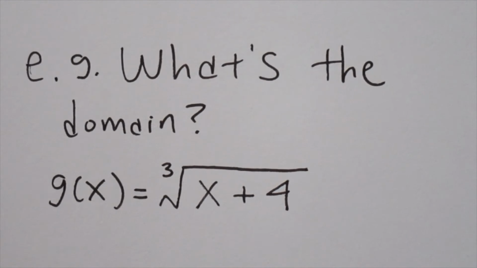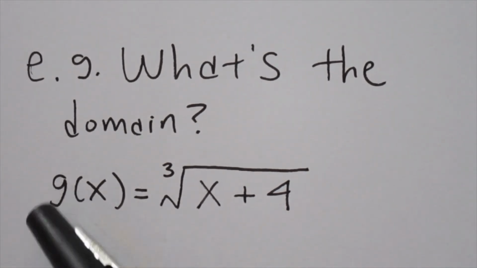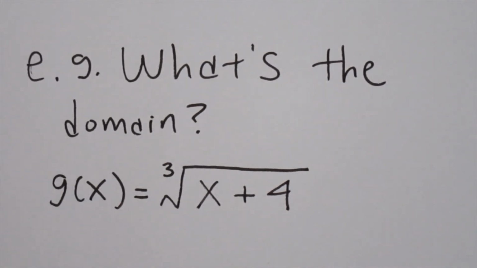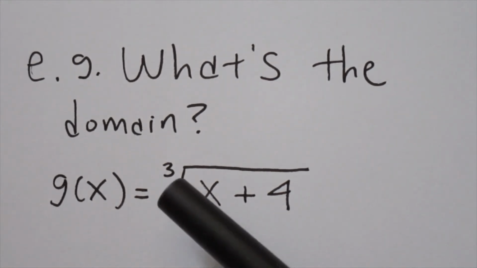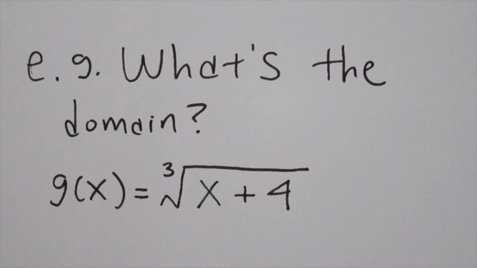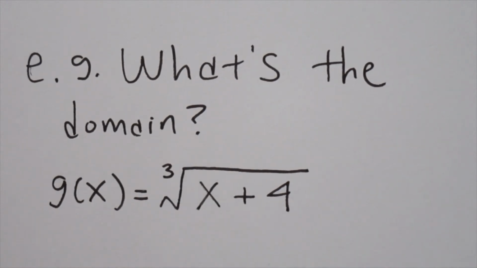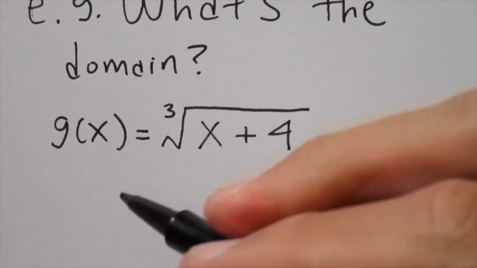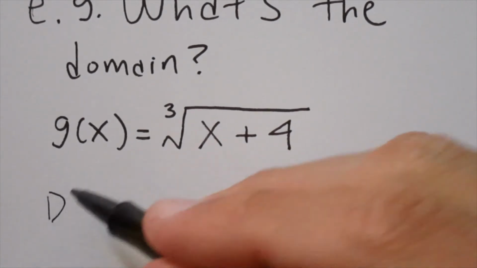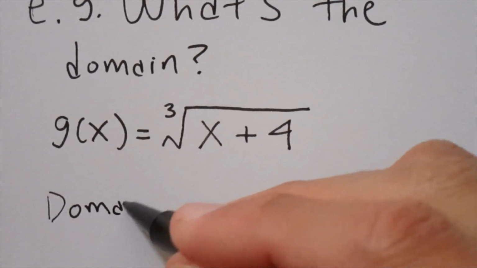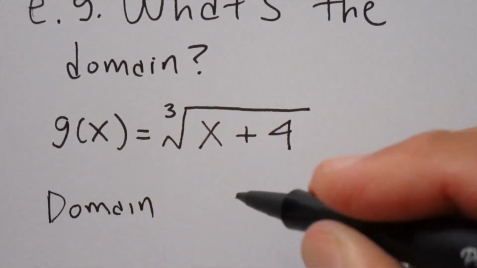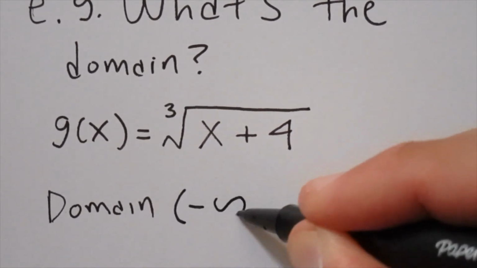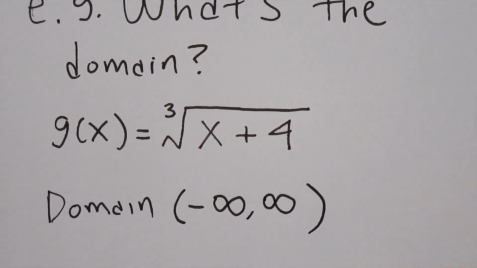Okay, consider this. What is the domain? I have here g of x equal to the cube root of x plus 4. Can you tell me what the domain of this is? Remember I said that if the index is odd, then it really doesn't matter what the radicand is. We only have to be careful where the index is even. So in this case, due to the fact that the index is odd, the domain is unrestricted, so I would say the interval from negative infinity to positive infinity.